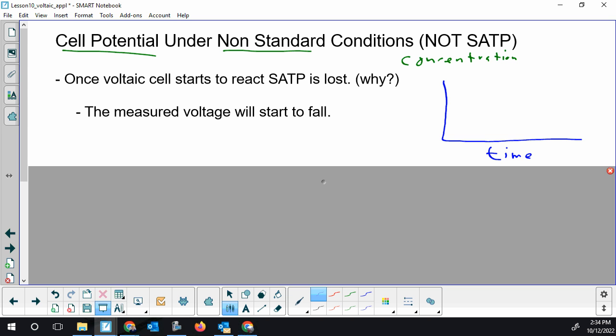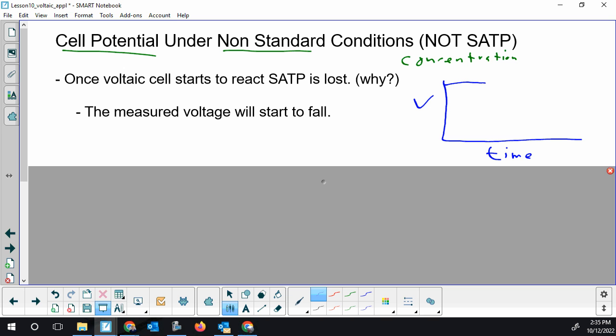So if you look at a time versus voltage graph, you're going to see it fairly flat, and then as the concentration drops, you'll see the voltage drop. So you don't see a big drop right away. You see a relatively flat voltage.